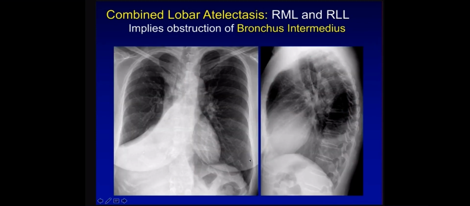And here's an example I'll just close with to show you increased density obscuring the right heart border and completely obscuring the right hemidiaphragm. And on the lateral, there is a very subtle increased density sort of front to back. And this was a patient with lung cancer, a central tumor that is very hard to even point to here, but it was obstructing the bronchus intermedius.